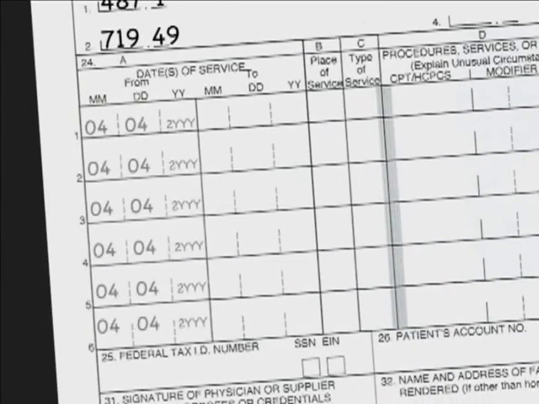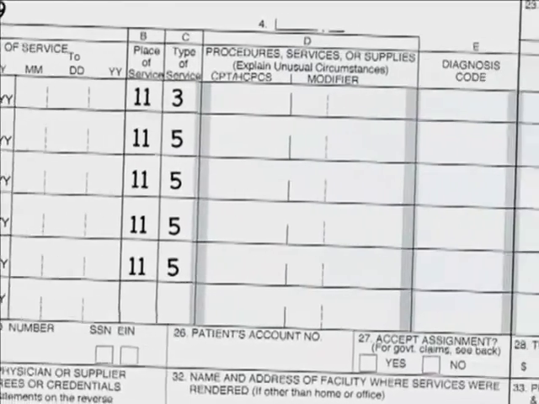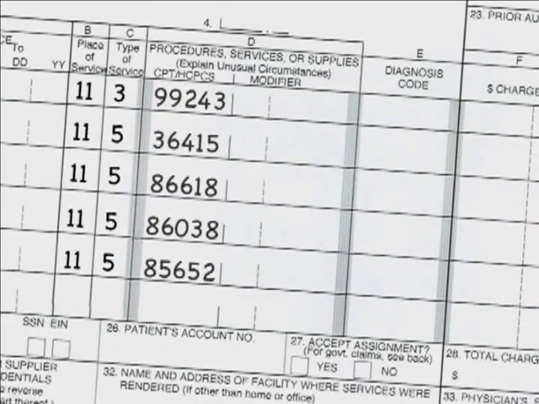Block 24. Enter the date of service, month, day, year, without spaces, in column A. Enter the place of service code in column B. Enter the type of service code in column C. Enter CPT and/or HCPCS codes and/or two-digit modifiers in column D. Do not enter the hyphen between the CPT or HCPCS code and the modifier. Enter the diagnosis code reference number from block 21 in column E.